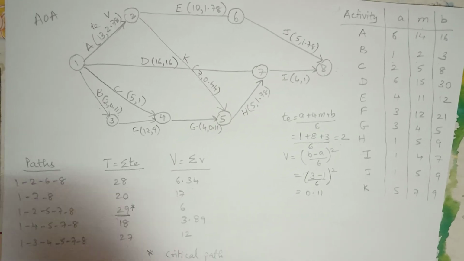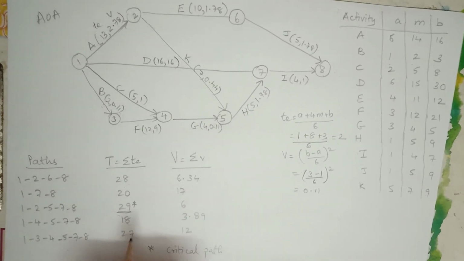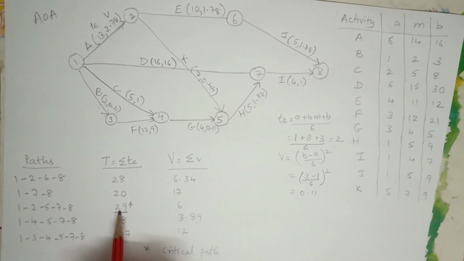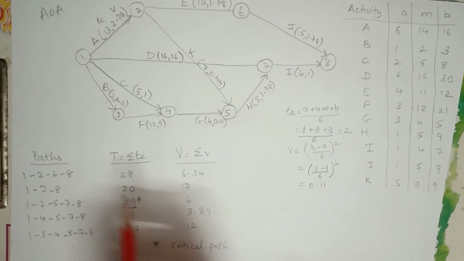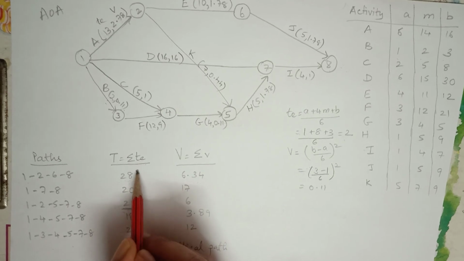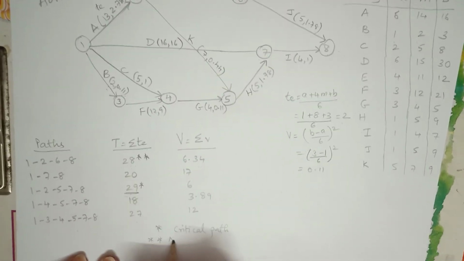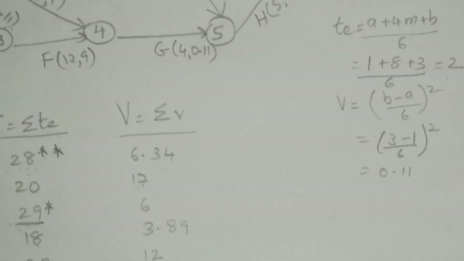Similarly, now I have to find a near critical path. Near critical paths are identified by values which are very, very close to the critical path. So the immediate next number which is closer is 28. So I mark it with a double asterisk indicating a near critical path.